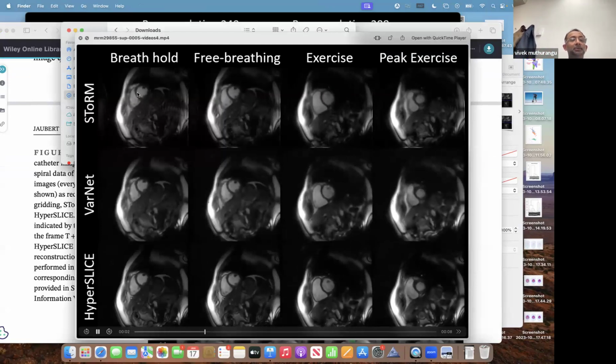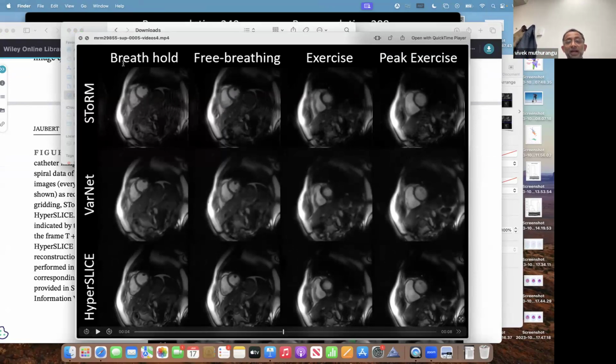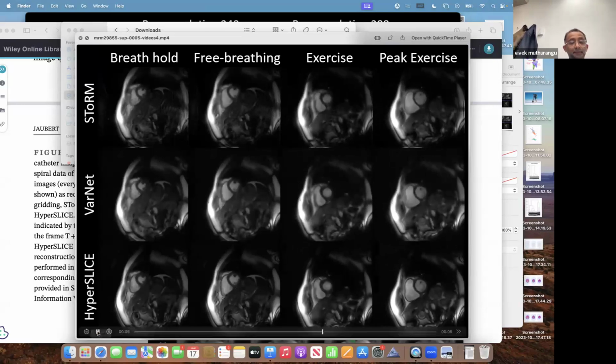Okay, here we go. So what we have here is breath hold, free breathing, exercise, and peak exercise. And they're really going for it here at peak exercise. We've got HyperSLICE versus VARNet versus Storm. I'll just go back to the start. So in a breath hold, they all look pretty similar. They're all quite nice. Free breathing, actually, they're all pretty nice. Storm is a little bit blurry, but actually, gentle free breathing, not bad.